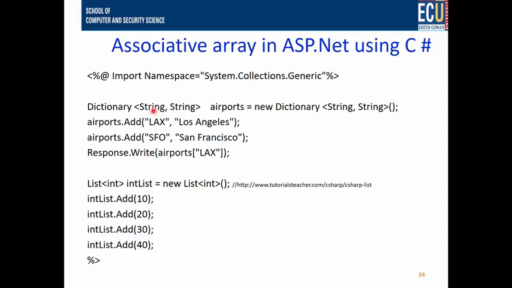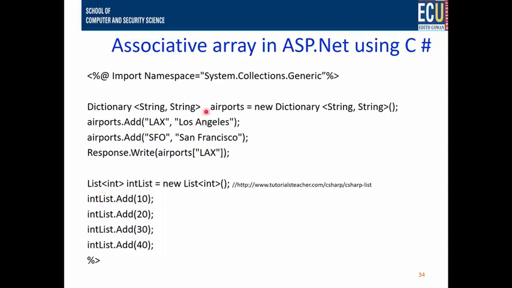Again, this is C# syntax. These basically define the data types of those key value pairs. So in this case both will be string. This is the key, the subscript, and this is the value. And if I Response.Write using this subscript, it will give me this value. So this is one way you can achieve the same functionality in ASP.NET using C#.